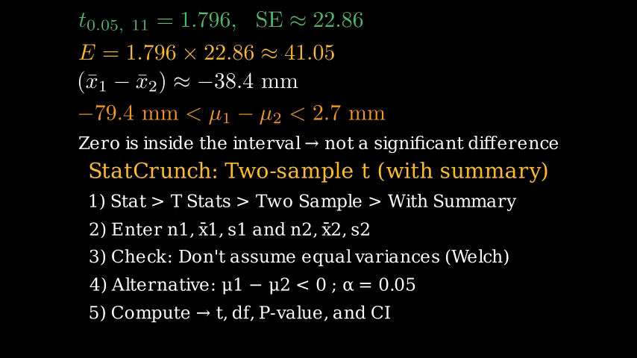5. Compute. StatCrunch reports the t-statistic, the Welch degrees of freedom, the p-value, and the confidence interval. Your decision matches the manual work.